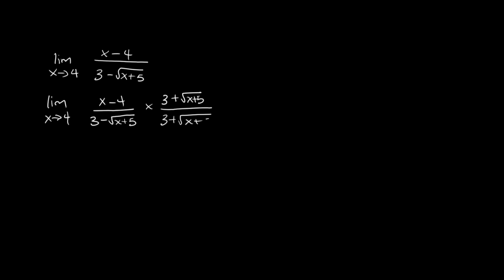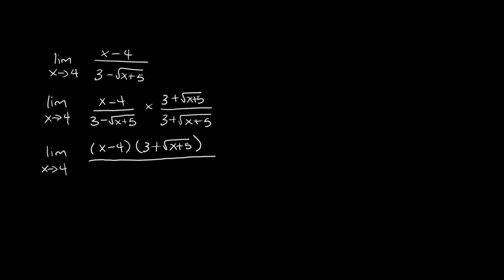plus 5. Now that we've done this, we can go ahead and multiply our numerator by our numerator and our denominator by our denominator. And so we will have the limit as x approaches 4. For the time being, leave the numerator as is, so x minus 4 into 3 plus the root of x plus 5. This will make our job a lot easier, but we should go ahead and FOIL the denominator.